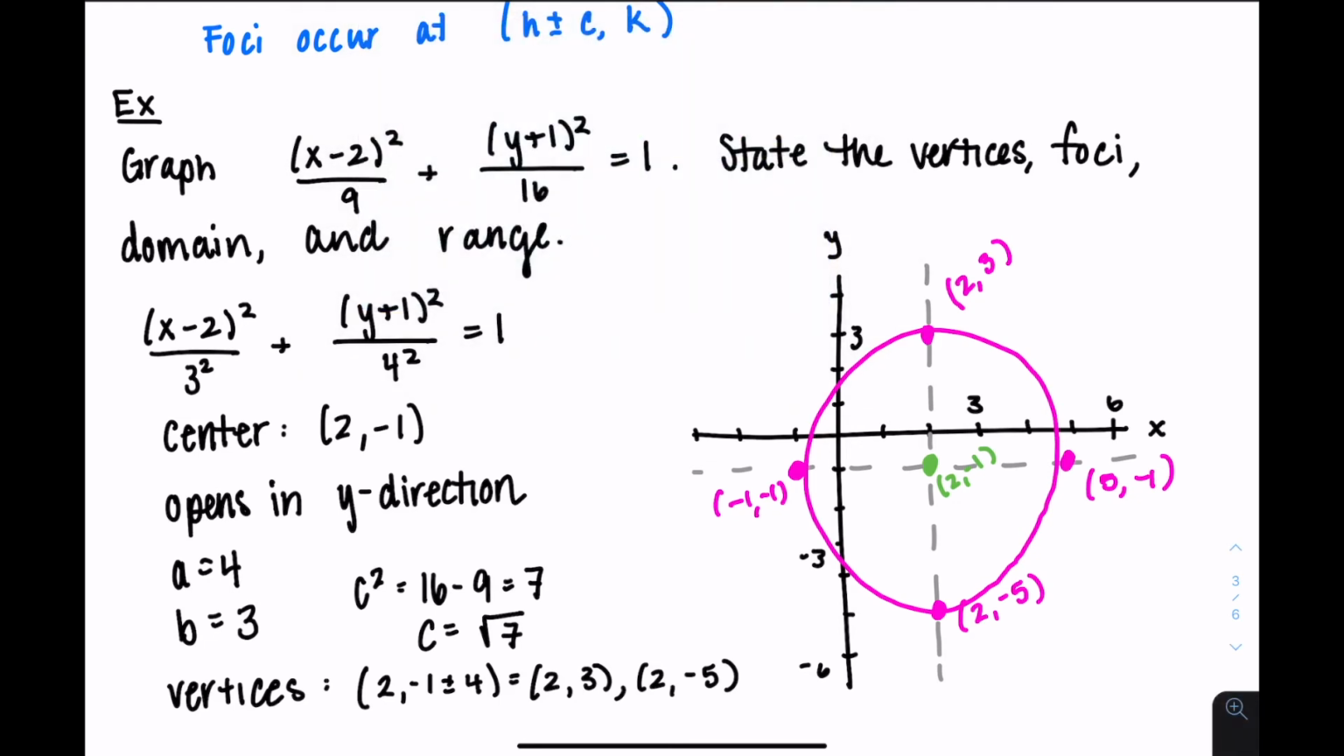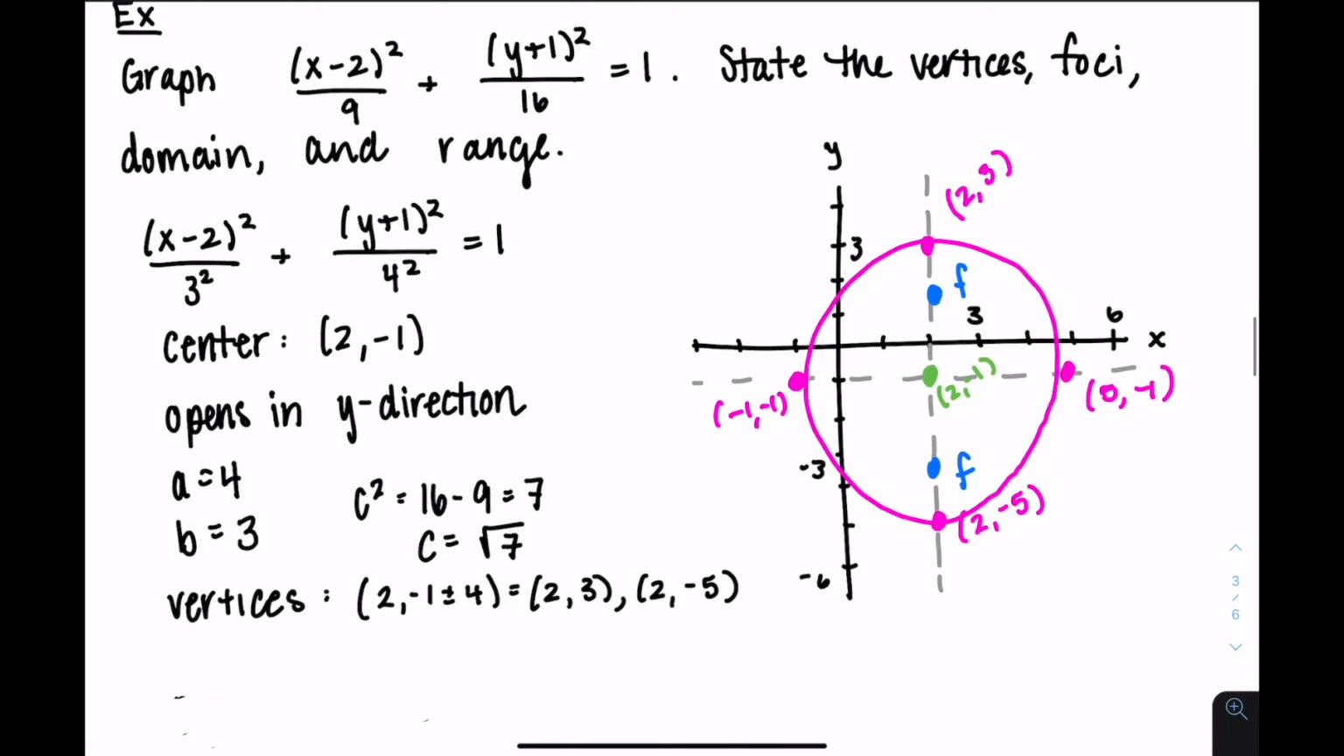Now for our foci, from the center, I have to go up and down a distance of c, which is root 7. It's a little bit less than 3, a little bit more than 2. So I have to go up a distance of root 7, which is 1, 2, and a little bit. So here's one focus. Then I have to go 1, 2, and a little bit, and that's down a distance of c. So the coordinates for our foci are going to be, I just move that distance of root 7 in my y coordinate.